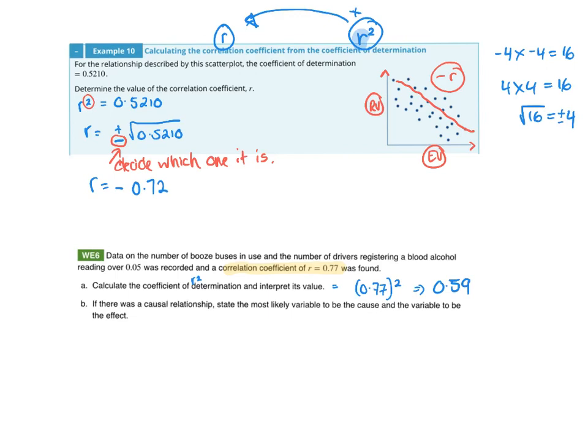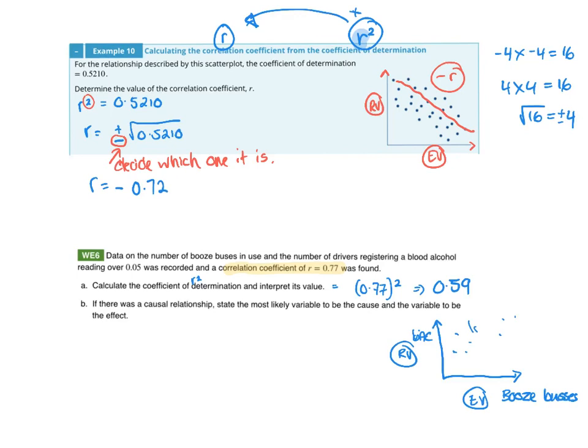If there was a causal relationship, state the most likely variable to be the cause and the variable to be the effect. So really what they're saying is, which one is EV and which one is RV. So let's have a look at it. The number of booze buses we're controlling, aren't we, really? So I'd say booze buses here, and then we're talking about blood alcohol here. I'll just write BAC, blood alcohol concentration. Okay, so it said it's positive, so you'd see a scatter plot like that.